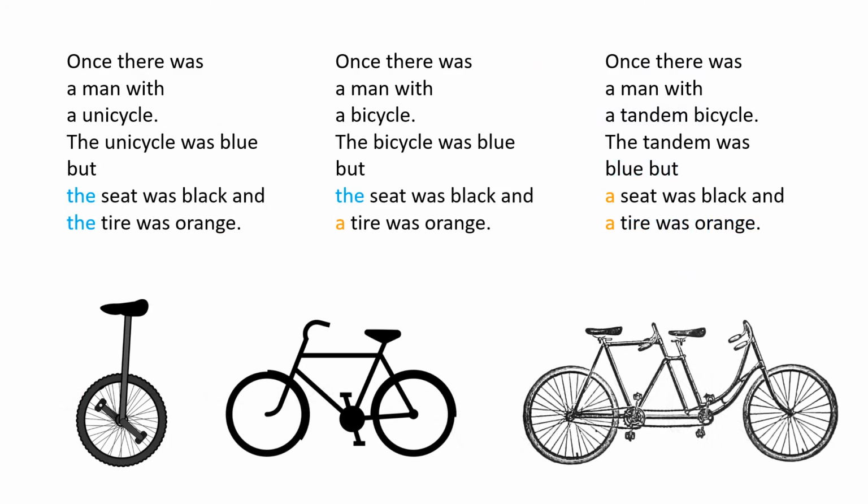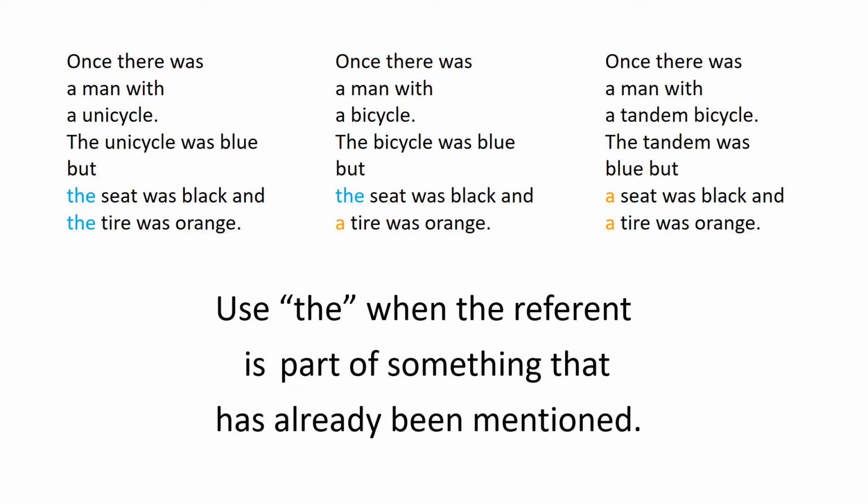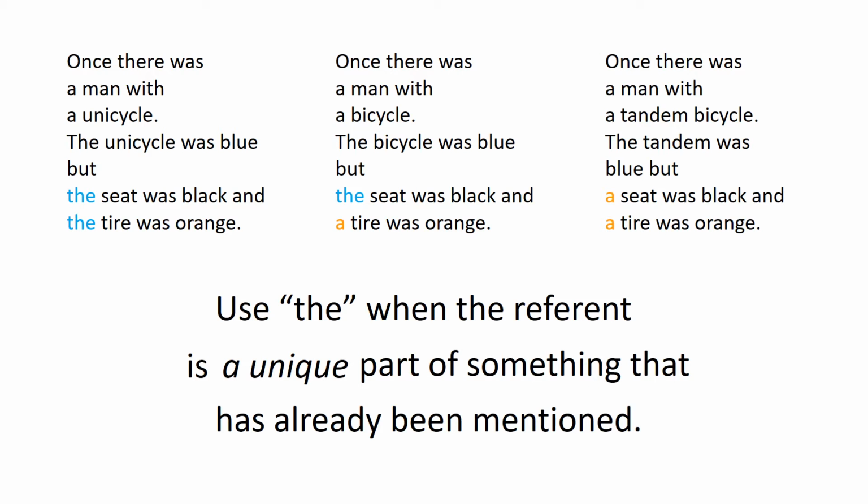Considering the last 3 examples together, we see that whenever a word refers to a part of a vehicle which cannot be confused with another part, we prefer to use the. But whenever a word refers to a part that might be confused with another, we prefer to use a. Given these results, we can revise our rule to say that we should use the when the referent of a word is a unique part of something that has already been mentioned.